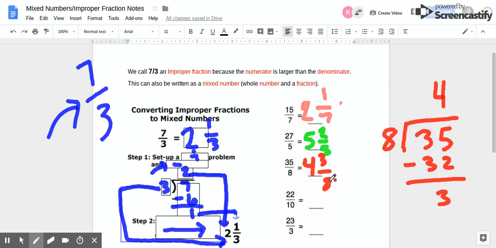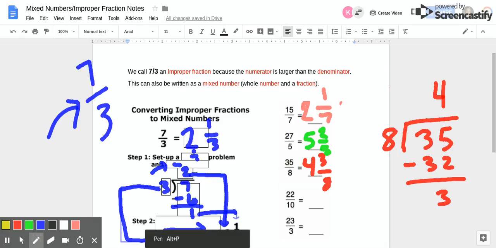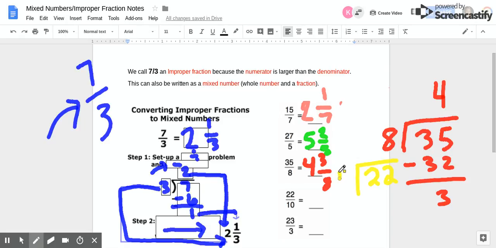22/10, that would be, let's see, 22 divided by 10. Goes in 2 whole times, subtract 20. Your remainder is 2. So 2, and then technically you would have 2 2/10. But the 2/10 could be simplified again to 1/5. So I'm just going to write 1/5.